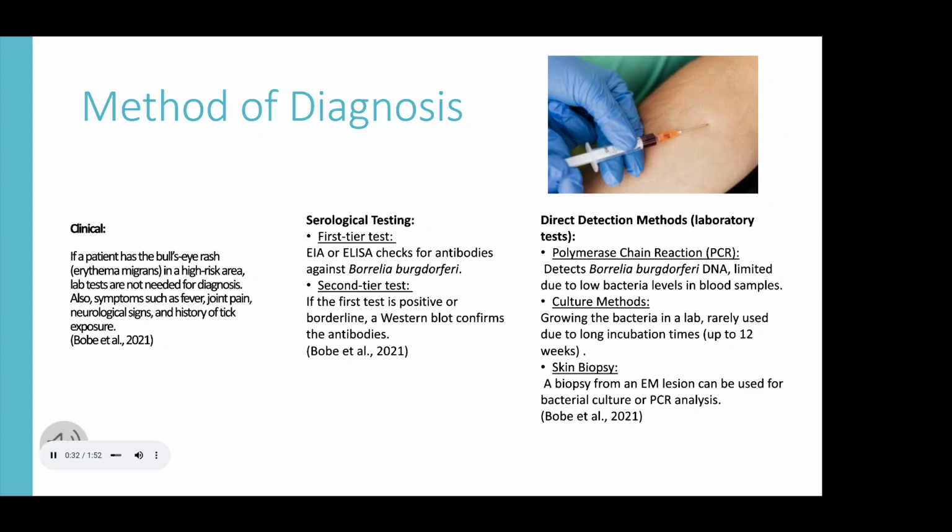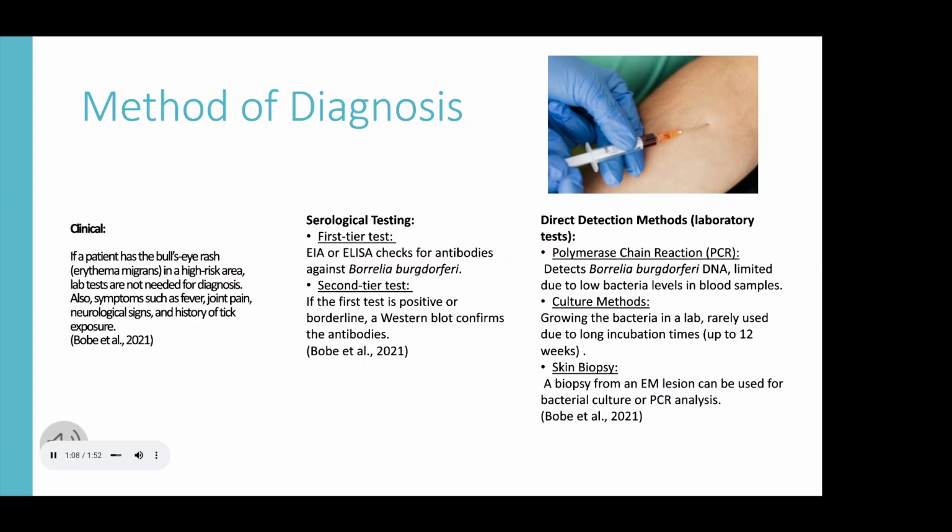There's also serological testing, which is just blood work. So if lab tests are needed, serological testing is commonly used. The first tier test is an enzyme immunoassay, EIA, or enzyme-linked immunosorbent assay, ELISA, which checks for antibodies against Borrelia burgdorferi, the bacteria that causes Lyme disease. If this test is positive or borderline, a Western blot test is performed as the second tier test to confirm the presence of the antibodies.